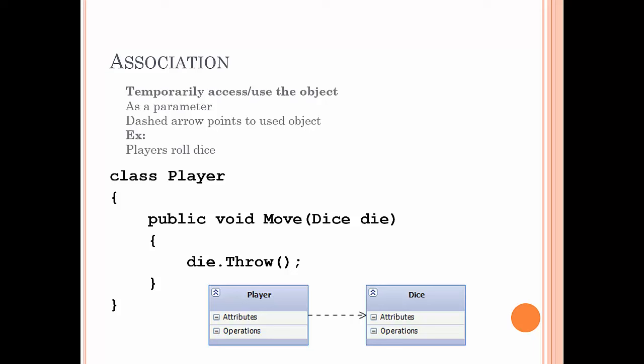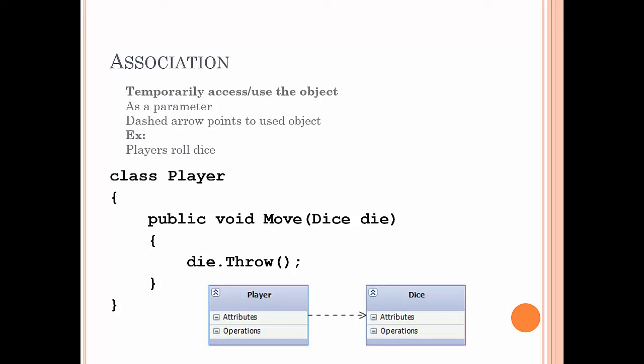Our final relationship is that of association. This is truly a temporary relationship where one object only uses the other object for a single method. In this case, for a player to take his or her turn, he must throw the dice. For this game, the player does not have their own set of dice. They share the dice with the rest of the players. In UML, the association relationship is indicated by a dashed arrow that points to the class being used.